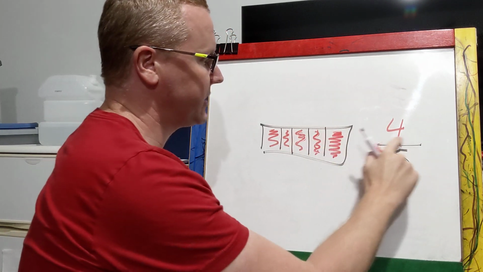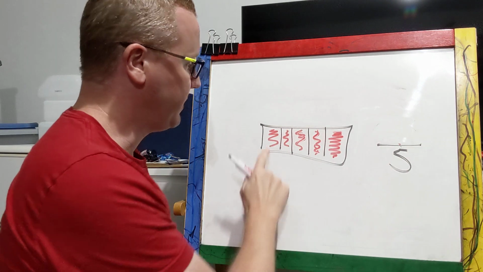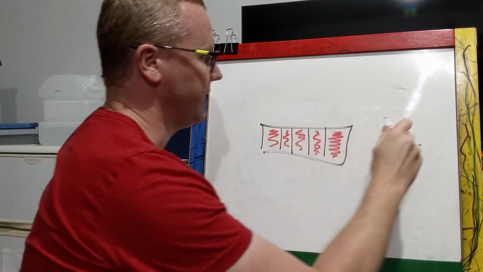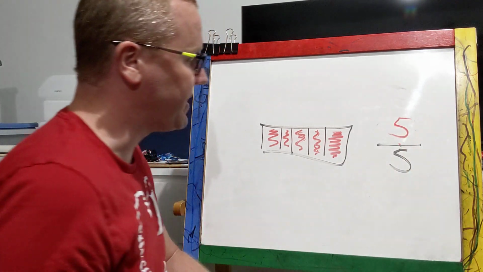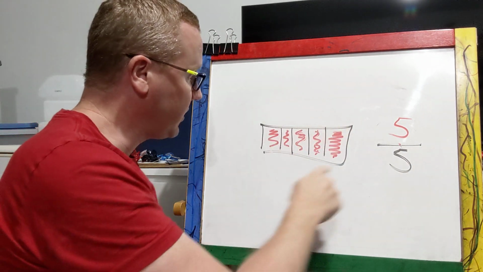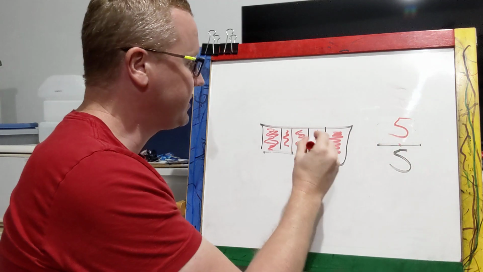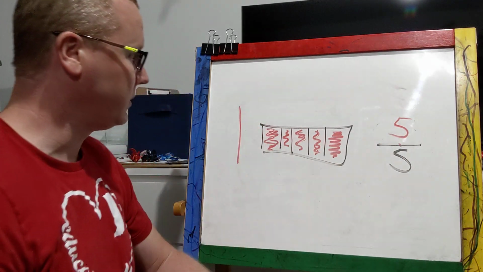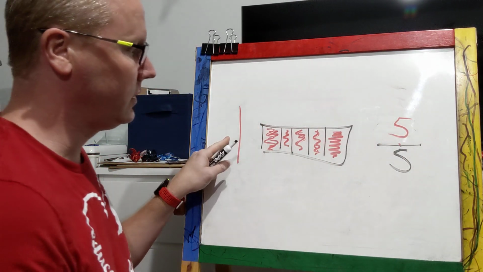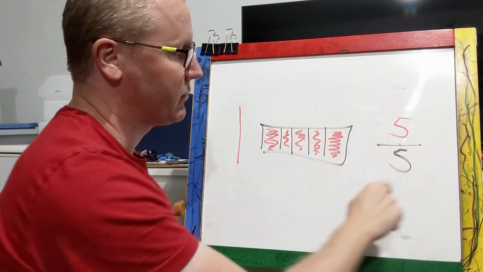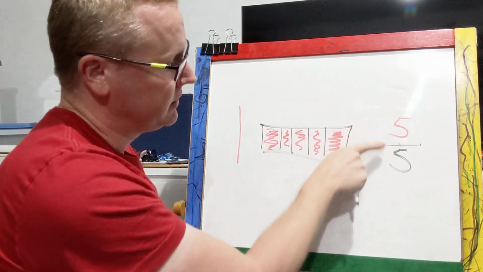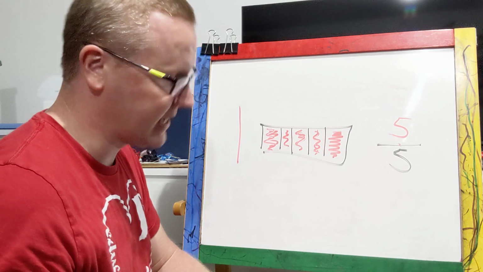So I have all the sections colored in. That would be 1, 2, 3, 4, 5. 5 fifths. Or since I colored the whole thing in, because all the boxes are colored in, we know it's also one whole. So one whole equals 5 fifths. Whenever the number above and below match, that is a whole.